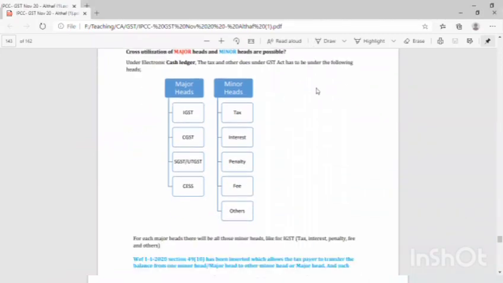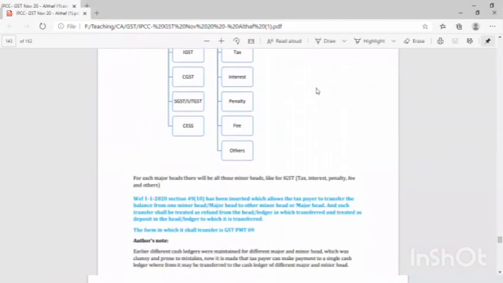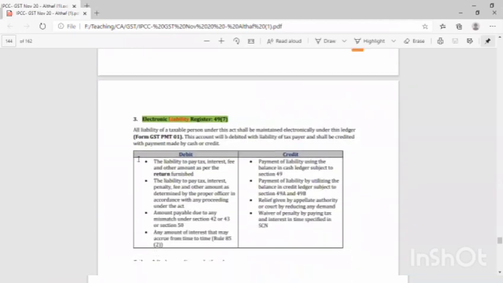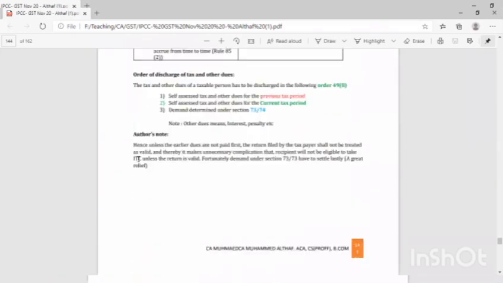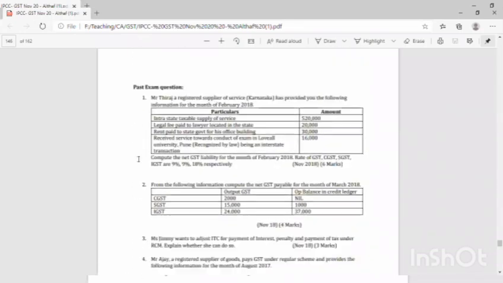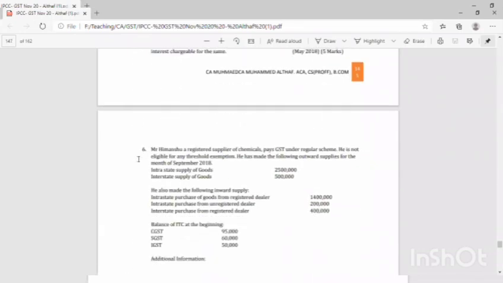Now you can utilize the electronic cash ledger balance for anything. There is no restriction. You can utilize in between minor head, you can utilize in between major head, no restriction. That is the amendment that was done, so you can just go through that. This is a very important amendment, and you can expect a question from it. Next, there is no such amendment in the payment of GST chapter. That's the only amendment that happened there.